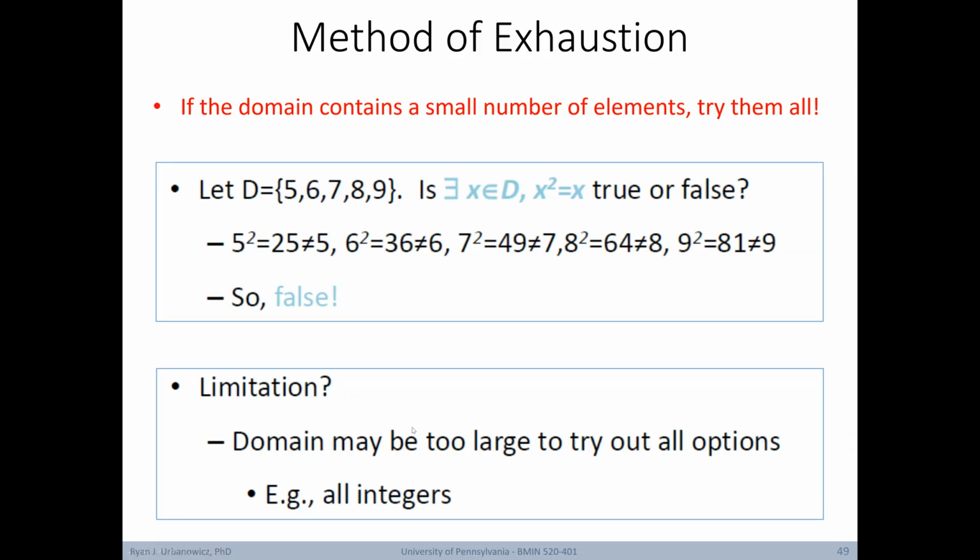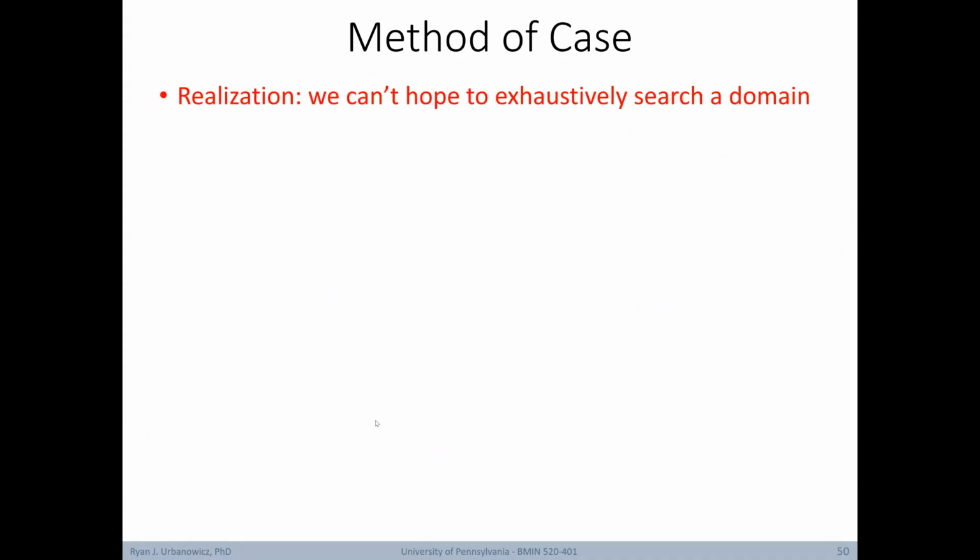Well, this can be impractical if your domain is really large, so it might not be efficient to check all of your options. For example, what if the domain included all integers? So our realization from that last example is that we can't hope to exhaustively search a domain. So now let's check out the method of case for determining truth.